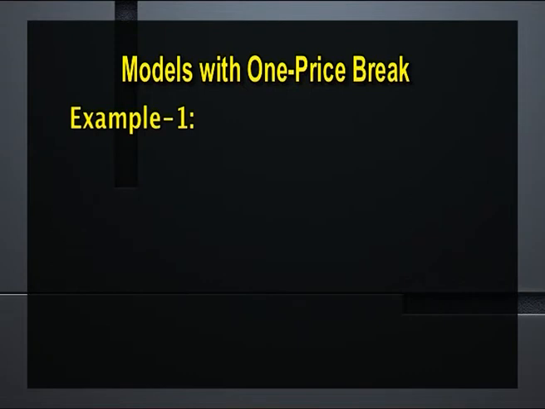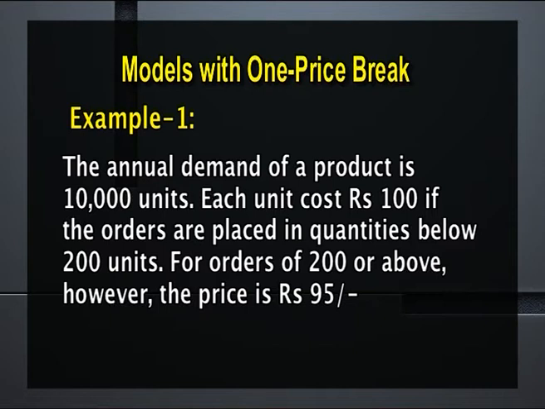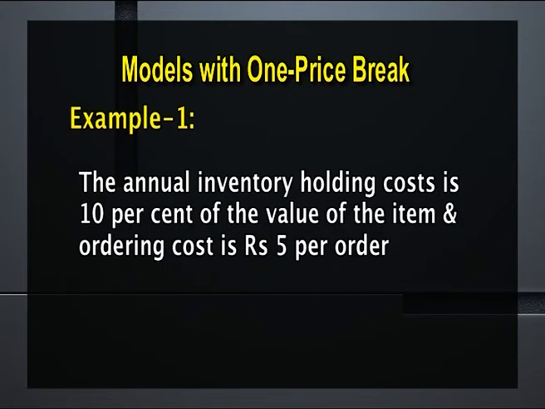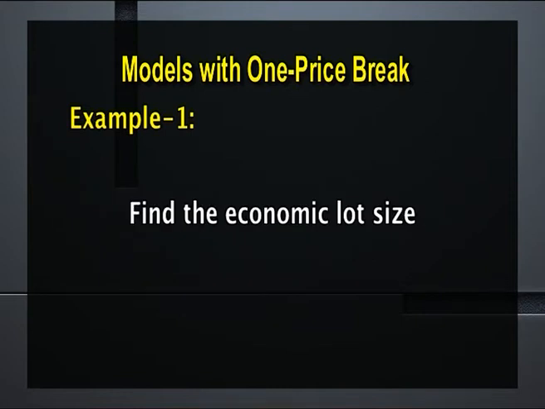Let us now take an example to understand these calculations. The annual demand of a product is 10,000 units. Each unit costs ₹100 if the orders are placed in quantities below 200 units. For orders of 200 or above, however, the price is ₹95. The annual inventory holding cost is 10% of the value of the item and ordering cost is ₹5 per order. Find the economic lot size.